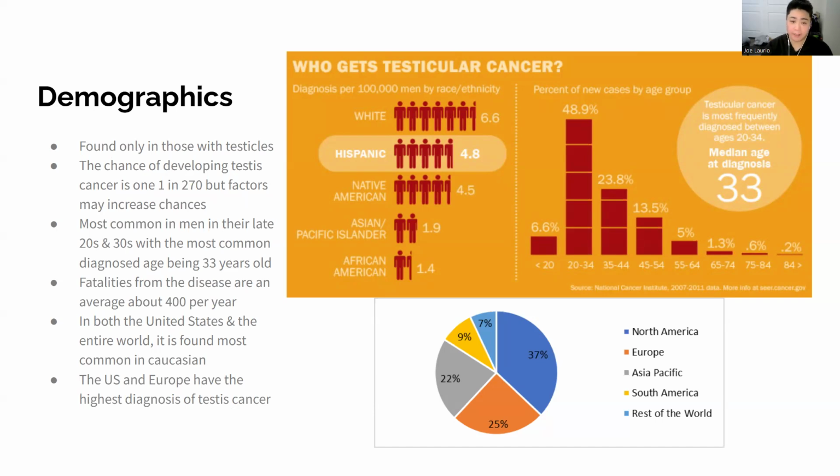It's most common in men in their late 20s and 30s, with the most common diagnosed age being 33 years old. Fatalities from the disease are pretty rare, only about 400 per year on average, in both the United States and the entire world. It is found most commonly in the Caucasian race, with Europe and the US having the highest diagnosis of testicular cancer, as seen in these stats here.